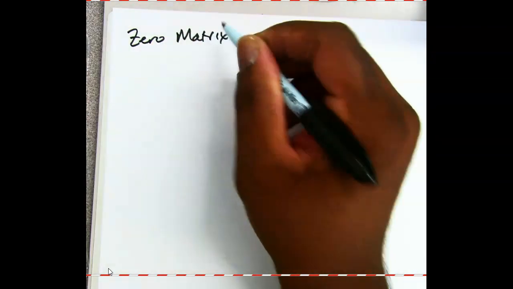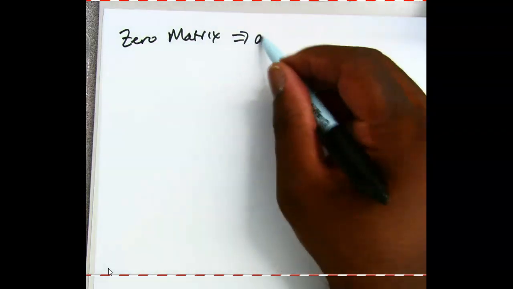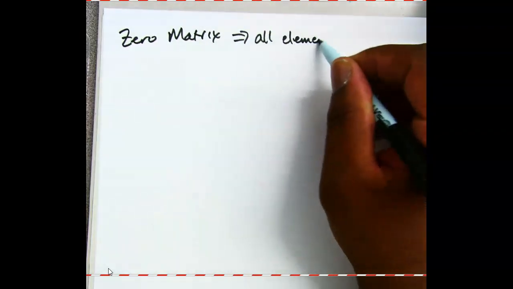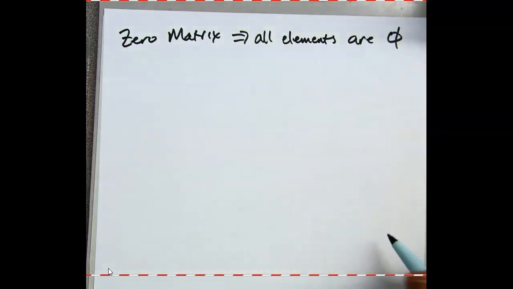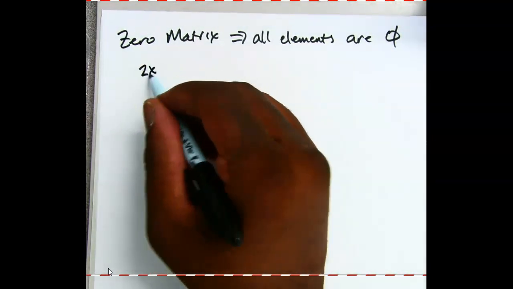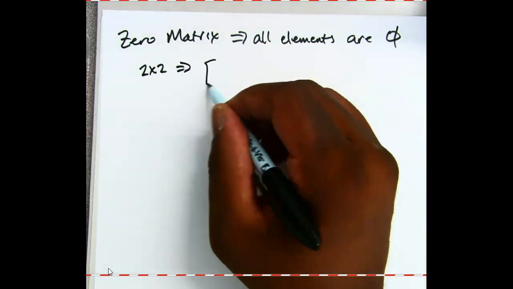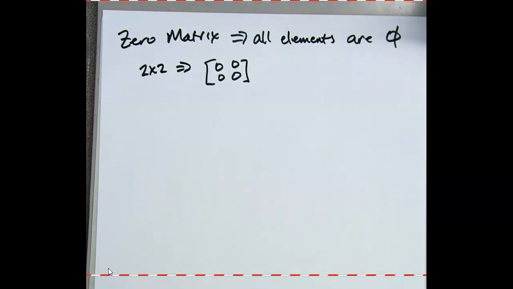The zero matrix. So our zero matrix, what that means is that all elements are 0. So a 2 by 2 zero matrix would be 0, 0, 0, 0. All of your elements are 0.